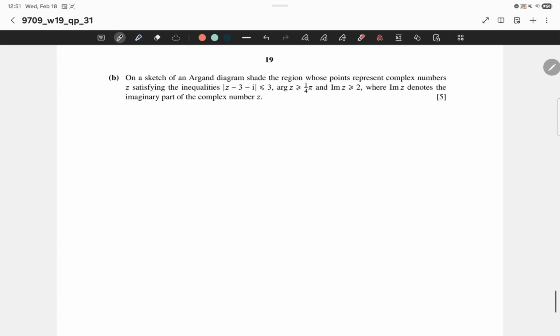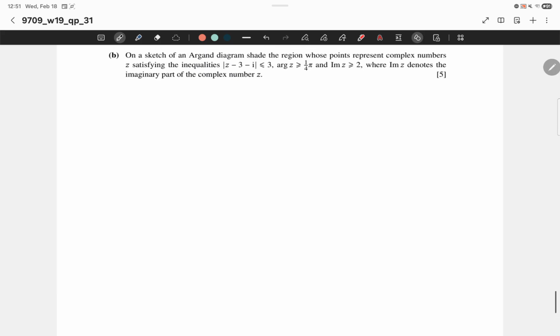Okay, so this is an Argand diagram, and I'm actually still not good at Argand diagrams. So let me just do what I've understood by reading the mark scheme. So first of all, obviously we need to draw the axis.